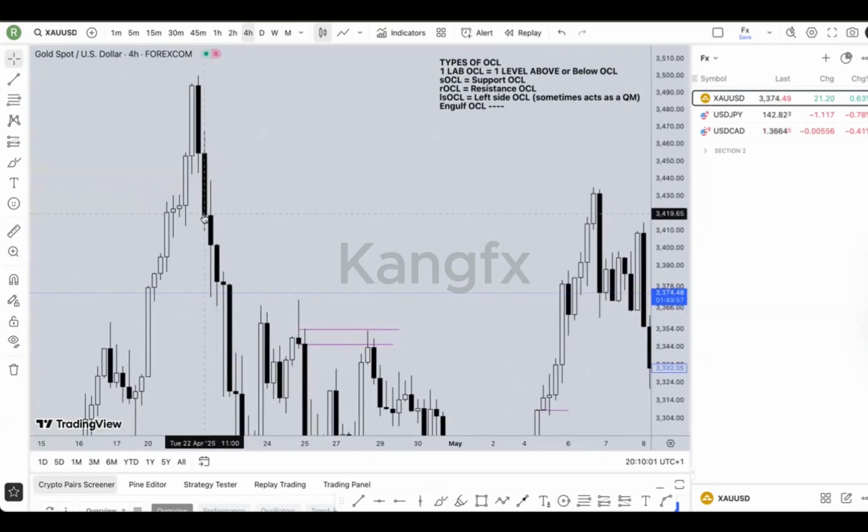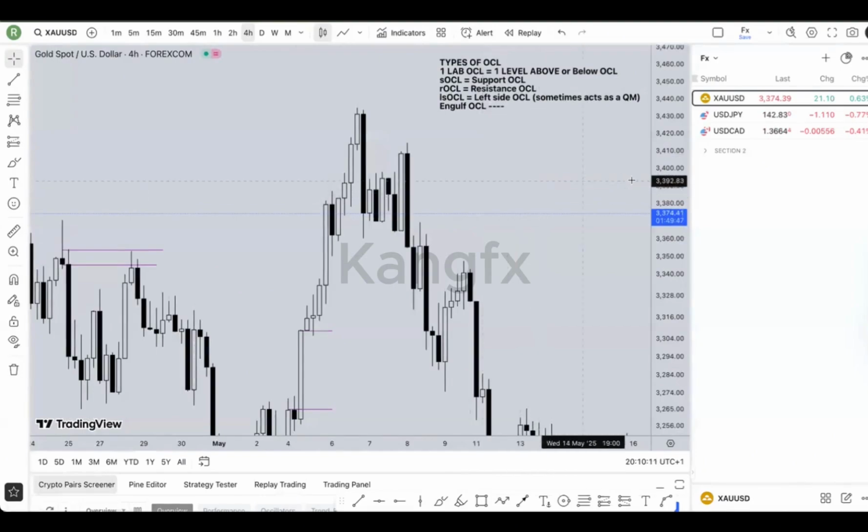Does this one qualify as one lap OCL? Yes, because one level above it is another OCL, not support or resistance. So it qualifies. So that is it for one lap OCL.